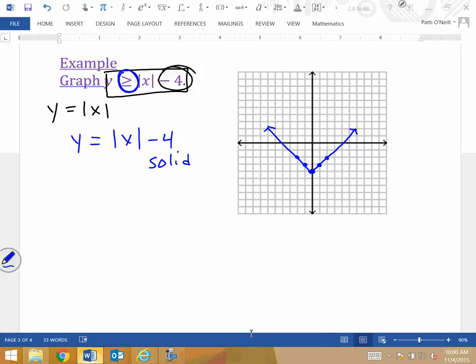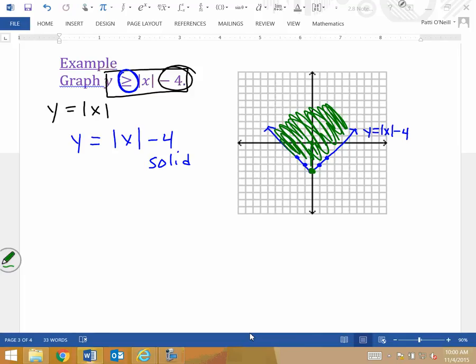I don't think I labeled that last graph, did I? This is the equation y equals the absolute value of x minus 4. We want to shade so that our solution is showing y values that are greater than or equal to. We've done the equal part. Again, I'm going to go to the place where the y-intercept is, and I want values that are greater than that y-intercept.